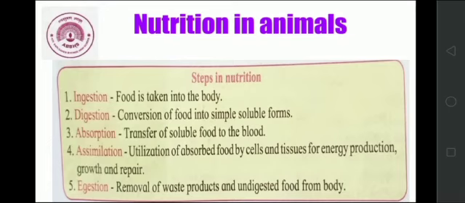It involves some steps. First is ingestion. In this step, food is taken into the body. Second step, digestion, involves conversion of food into simple soluble forms. After that, absorption involves transfer of soluble food to the blood. Fourth step, assimilation, is utilization of absorbed food by cells and tissues for energy production, growth and repair. Fifth and the last step, egestion, is removal of waste products and undigested food from body.